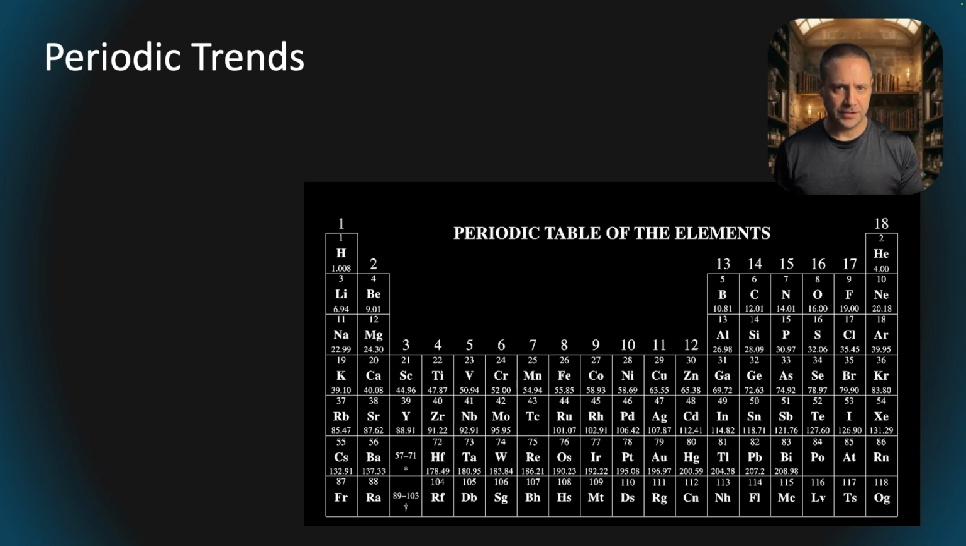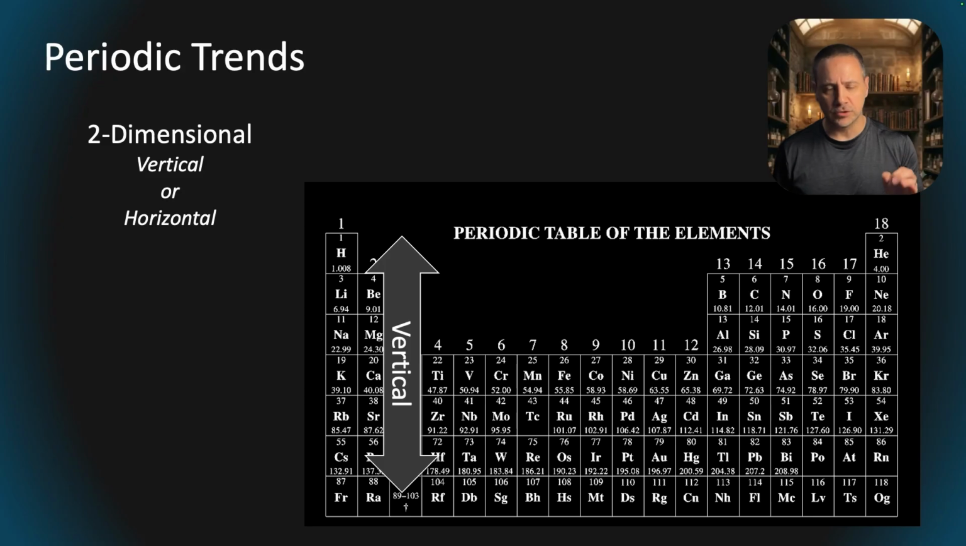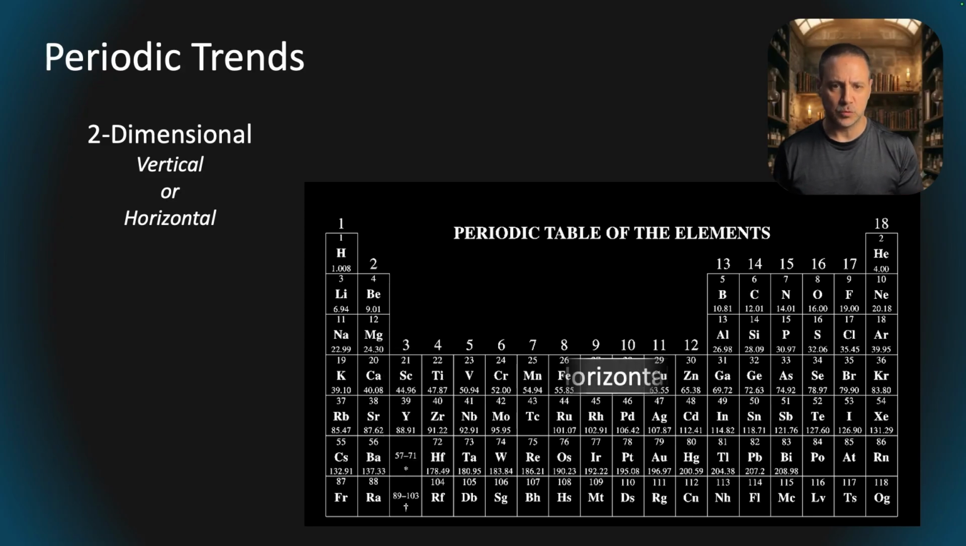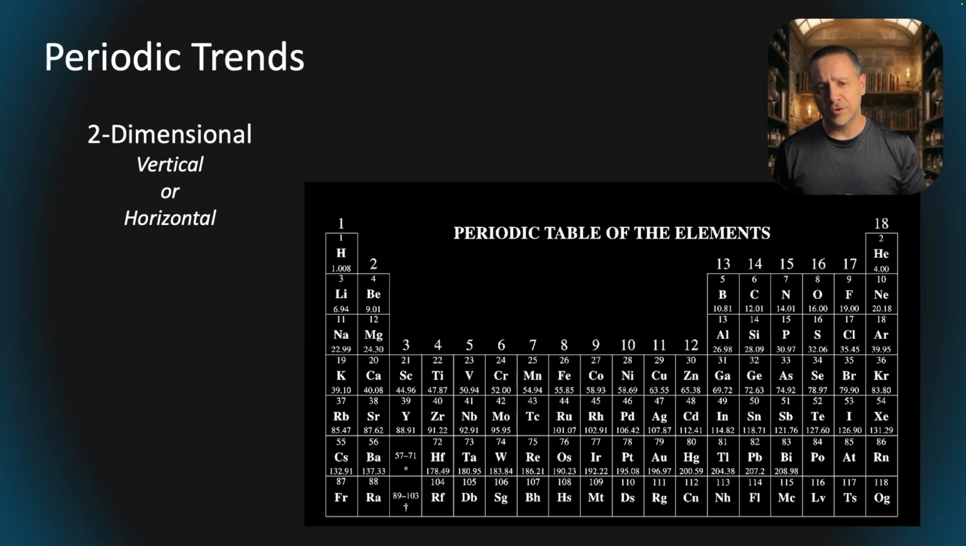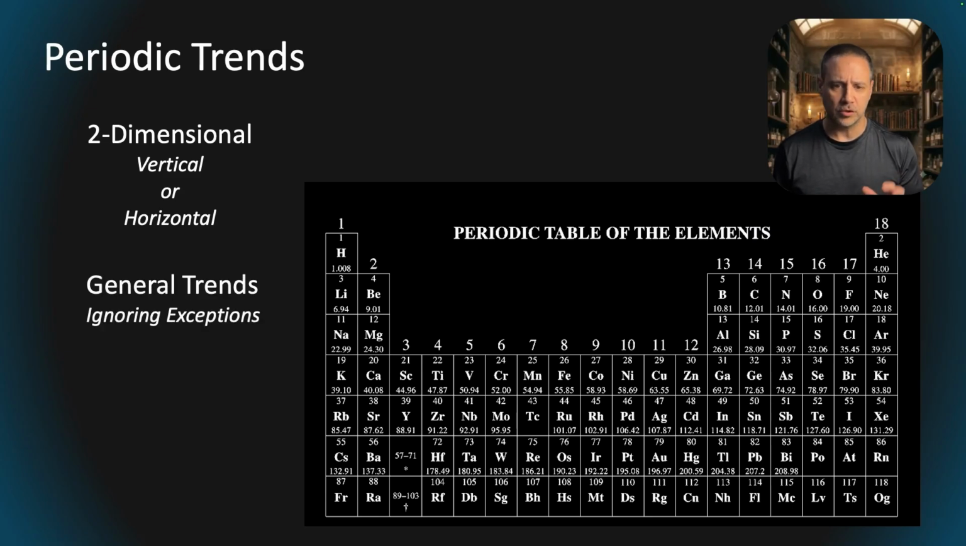Each periodic trend is going to be handled from one of two directions, either vertically or horizontally. A vertical column on the periodic table is referred to as a group, and a horizontal row is called a period. There are a few exceptions to these rules, but on the AP exam, you're just going to be looking for the general overall trends.